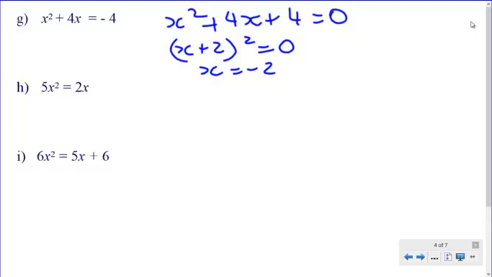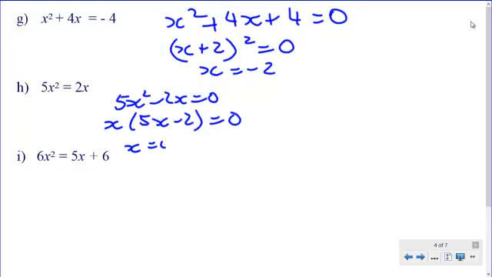5x squared is equal to 2x. Again, we need to first gather all terms on the left hand side. We get 5x squared minus 2x is equal to 0. And we factorise this, and that gives us x is equal to 0, or x is equal to 2 on 5.